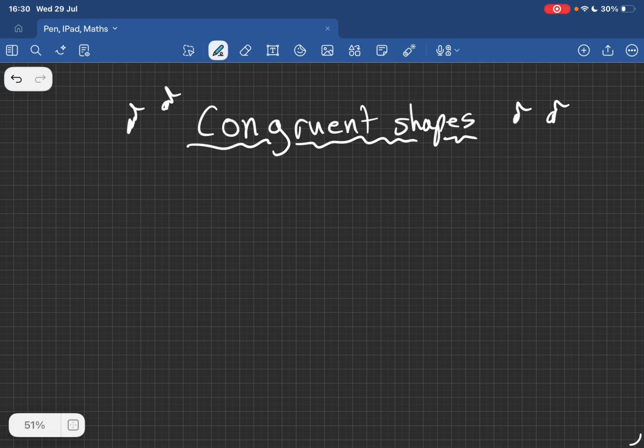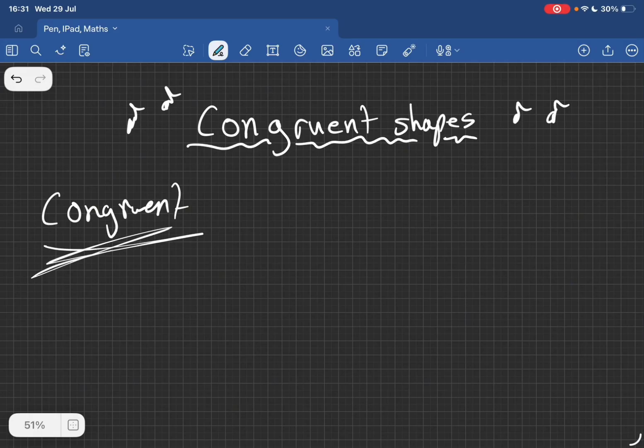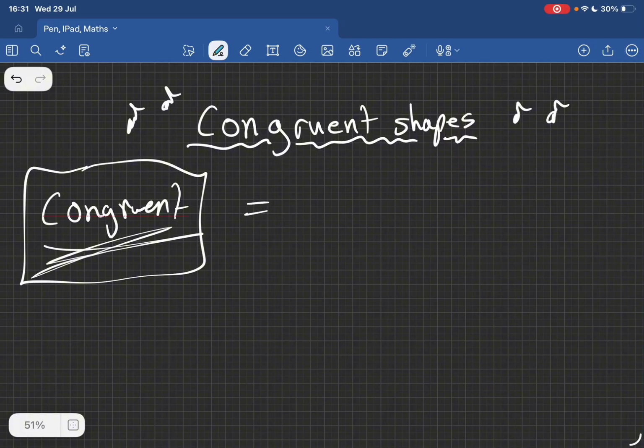Here we have congruent shapes. And the first question you ask when you think of congruent shapes is what does a congruent shape actually mean? This is an example in maths where this word is way more complicated than the actual definition. Congruent shape simply means two shapes that are the same.